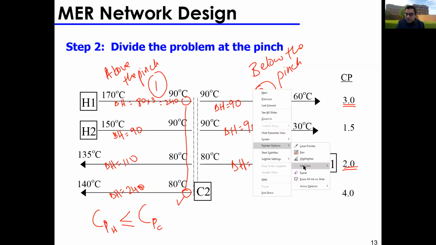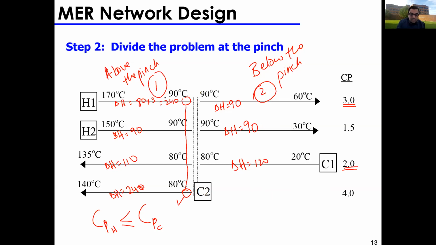Let me write in another color. Thermodynamically, this connection right here, connecting 1 to 3, does not make sense because CP hot is not less than CP cold. Okay, this is very important. You need to remember this. Whereas this one makes sense because CP hot is less than or equal to CP cold.